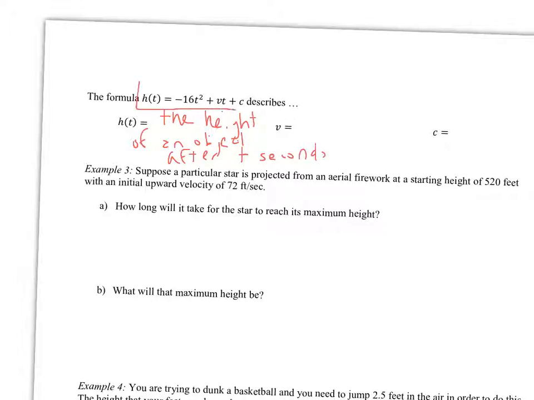So looking at this function right here, it is a quadratic because you have the t squared. The v value, the coefficient of t, stands for the initial velocity. Now, if you just drop something from a certain height, the initial velocity is just going to be 0. You're just dropping it. But if you fire it from a cannon with a certain velocity, that's going to be your v value. And c is the initial height.